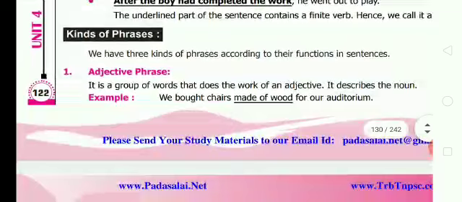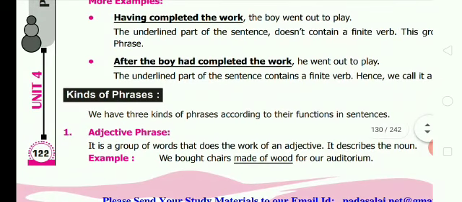Now moving on to kinds of phrases. We have three kinds of phrases according to their functions in sentences: adjective phrase, noun phrase, adverbial phrase. First we shall see the adjective phrase. It is a group of words that does the work of an adjective. It describes the noun. For example, we bought chairs made of wood for our auditorium. They are talking about the chairs which were made of wood. So this is adjective phrase.